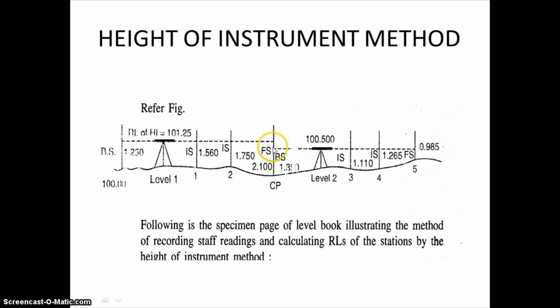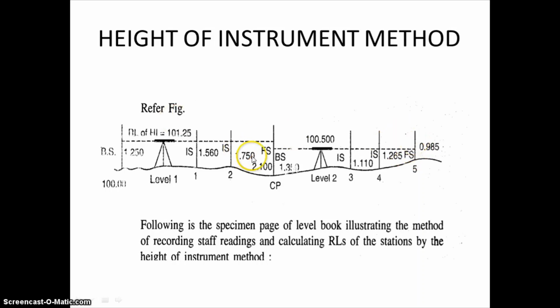So before shifting the instrument, whatever staff you are bisecting, that reading is called foresight. Once you put this staff to this position, and again you have to bisect the same staff, this reading will be called backside. And here you are getting two readings, backside and foresight. This is called change point. Then again you have to bisect this staff, both are called IS value, and this will be your final reading, meaning last staff, and the last reading you take is called foresight.